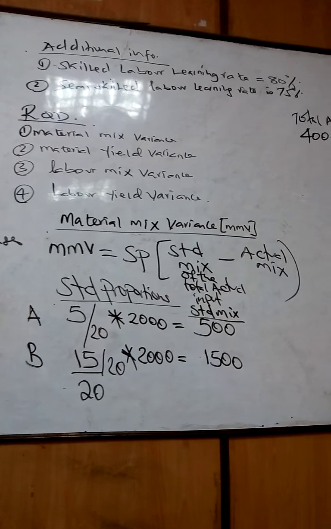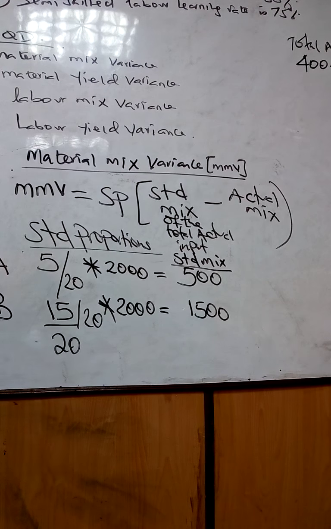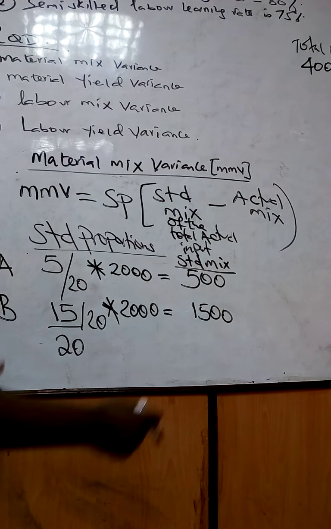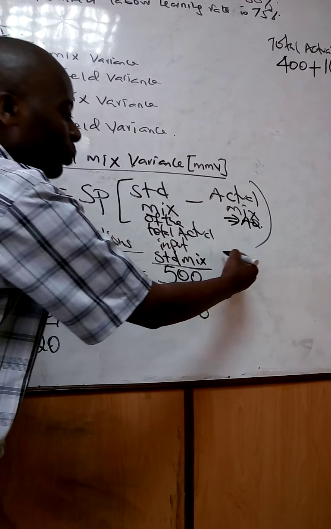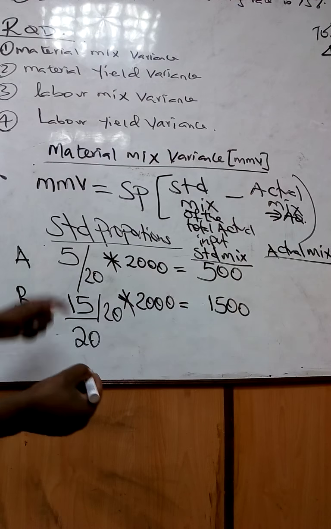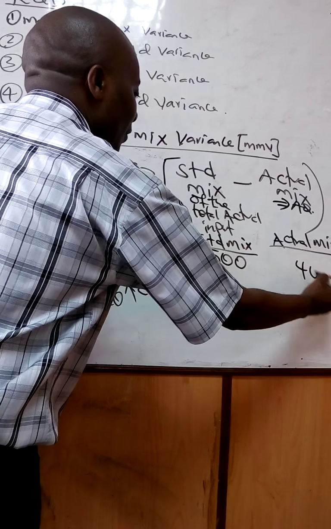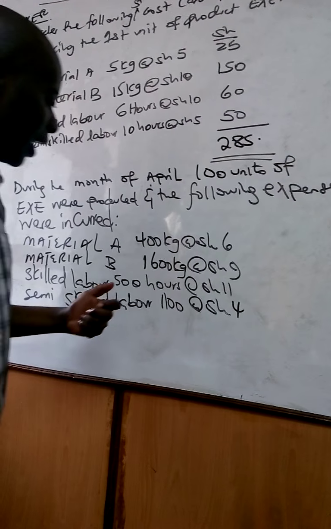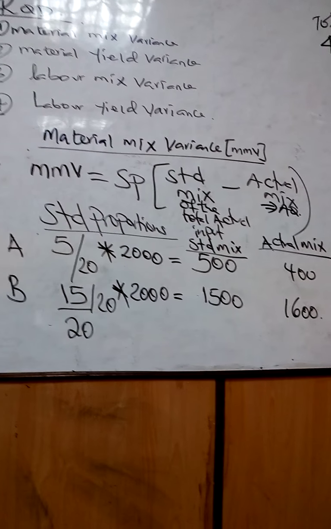The other thing they want us to use from this formula is the actual mix. Actual mix in this case is the same as the actual quantity of material. So if I was to put this column here, my actual mix will be, what is the actual quantity of A that was mixed at the end of the day? 400. 400 went into our product X of A. How about B? 1600, isn't it? 1600.